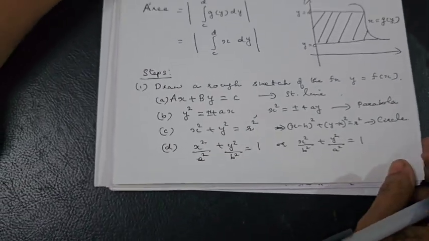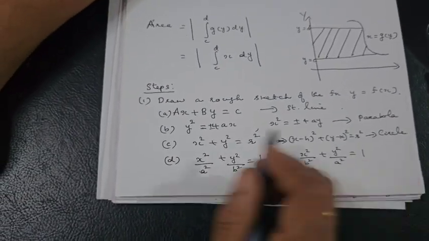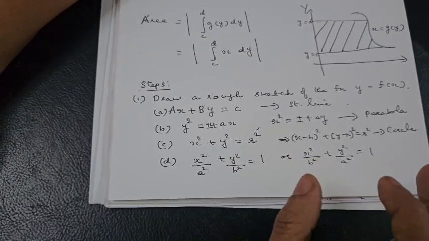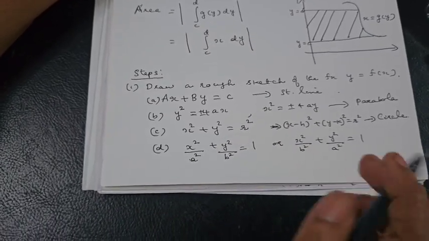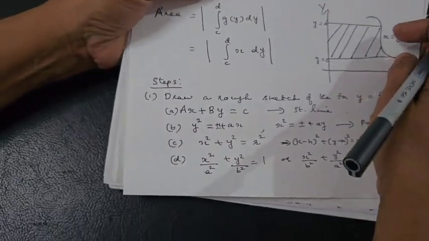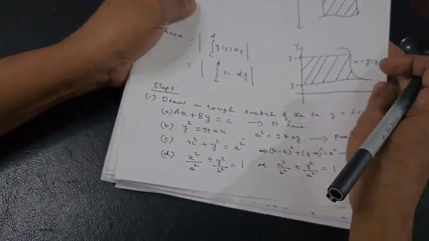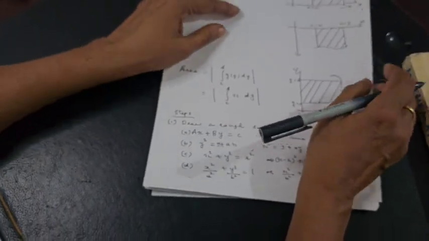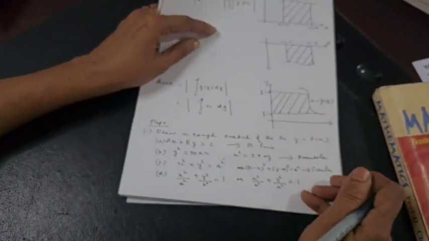Then secondly, what you have to do is examine the curve. Find out which curve it is and draw a rough sketch of that. If the curve is symmetrical about any of the axes, then find the area of one part and make it double. If it is symmetrical about both the axes, then find the area in one quadrant and multiply it by 4.